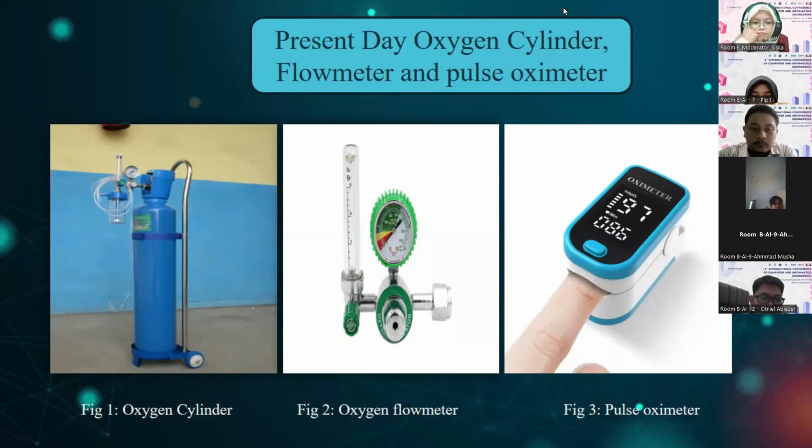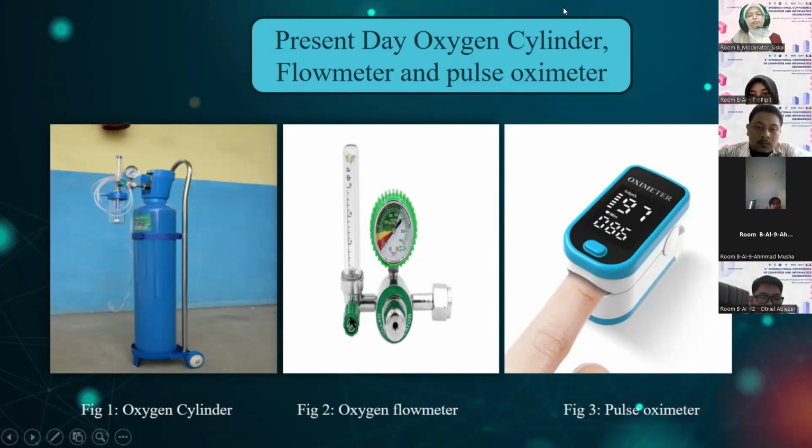This oxygen cylinder is attached to the oxygen flow meter. Currently, people use this flow meter to control oxygen flow by rotating this regulator. And from figure 2 we see a separate oxygen flow meter. It has a regulator. By this regulator, a person can control the flow of oxygen.